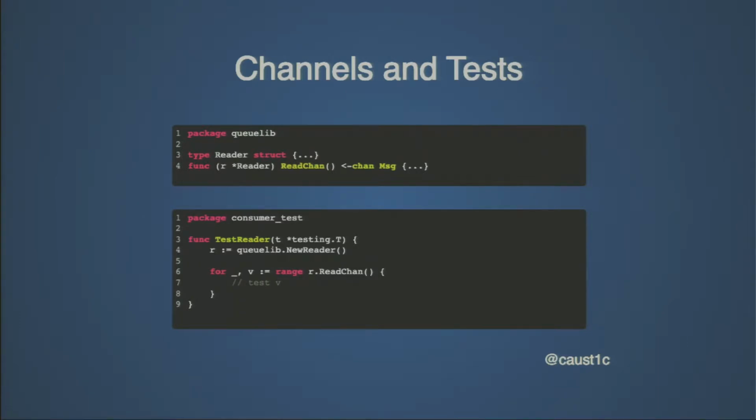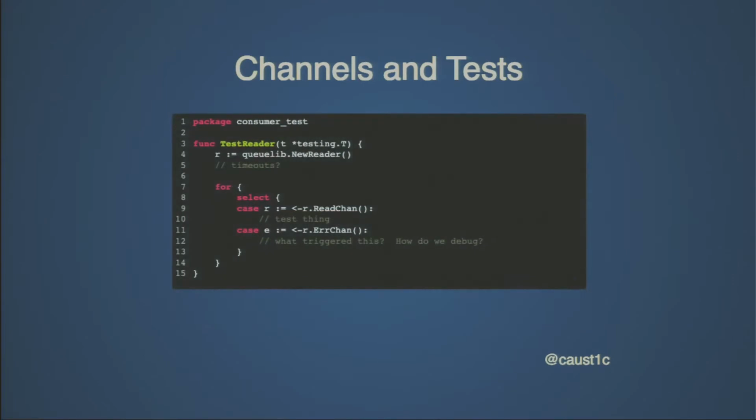And what this does is this exports a channel of messages. And this is a pattern I've seen somewhat frequently in my time writing Go. So you go to test this, and you might start by just initializing a new reader and ranging over the channel, making your assertions on the values that you read from the channel. And this is a fine way to start.